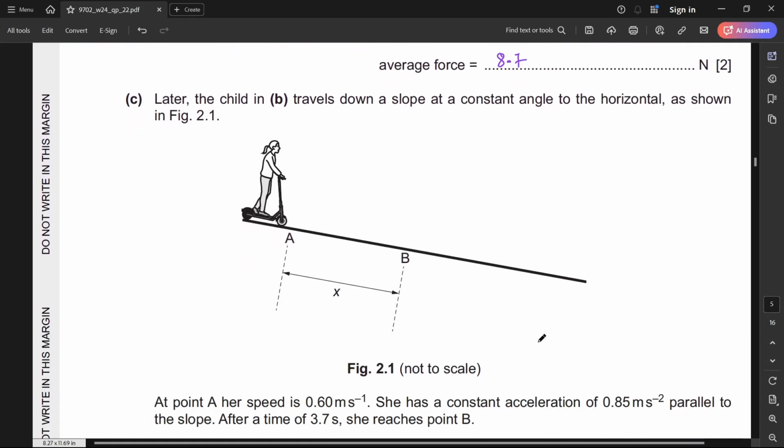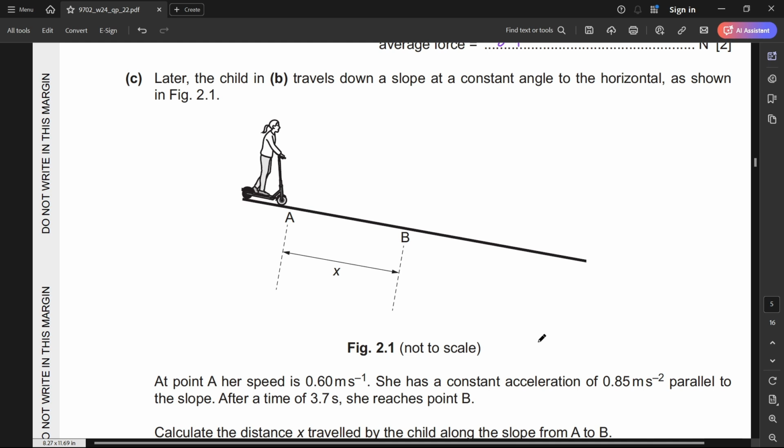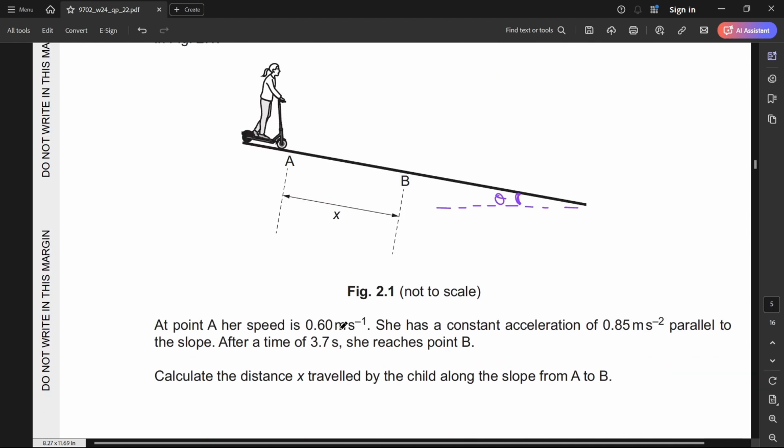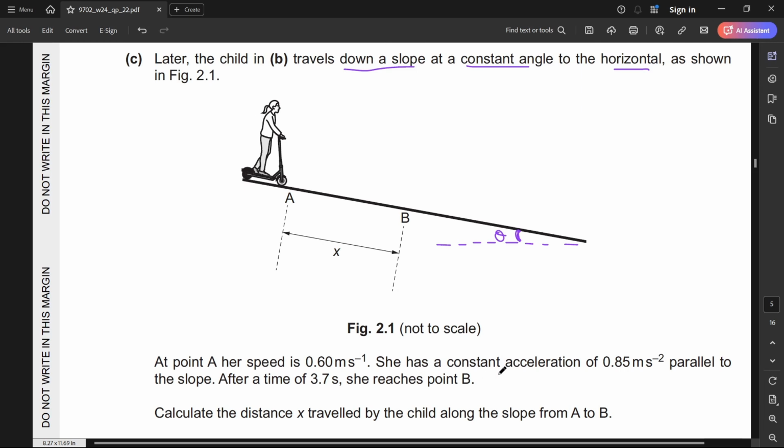Now, moving on to part C. Initially, the child and the scooter were traveling on the horizontal ground. Now, after a while, the child in B travels down the slope at a constant angle to the horizontal. So basically, there is some angle this slope is making with the horizontal ground, and it's a constant angle, so it's a constant slope. Let's just call it theta for now, as shown in figure 2.1. Now, at point A, she already has a speed of 0.6 meters per second. She has a constant acceleration of 0.85 meters per second squared, parallel to the slope. So the acceleration acting parallel to the slope, in this direction, is 0.85.